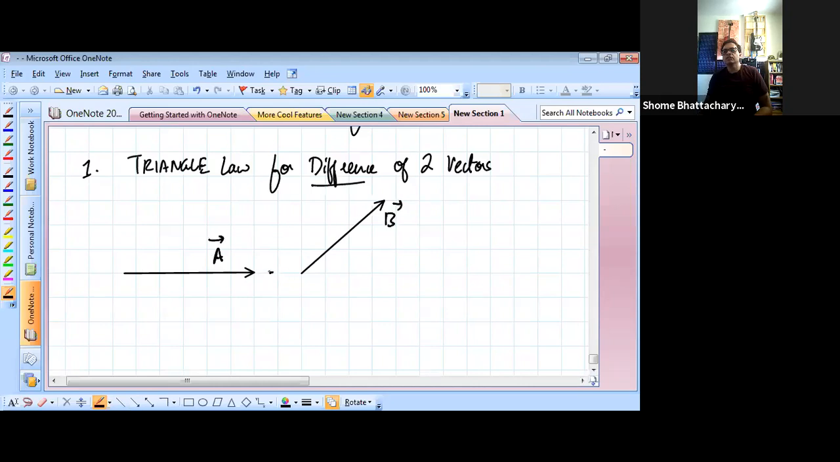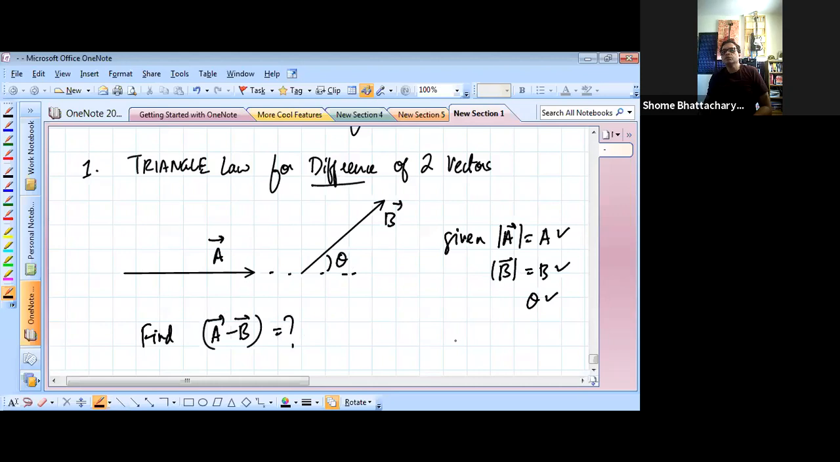Okay. So given that we know the magnitudes of these vectors, and the angle theta between them. Now we want to find out A minus B. So how can we make use of the geometrical method and come up with a formula for it? Just like we have a formula for A plus B, its magnitude is root of A square plus B square plus 2AB cos theta. And the angle it makes with respect to the vector A, tan alpha, is B sin theta upon A plus B cos theta. So like that, can we come up with a formula for the vector A minus B?